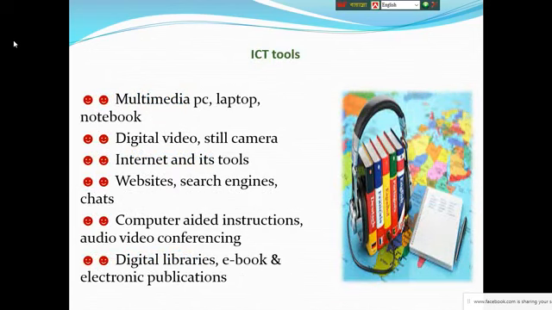ICT tools. Actually, this is multimedia PC, laptop, notebook, digital video, still camera, internet, websites, search engines, computer aided instructions, video conferencing, digital libraries, ebook, electronic publications. If I ask you to get connected with me, how is it possible?